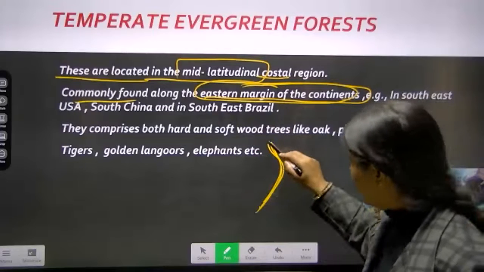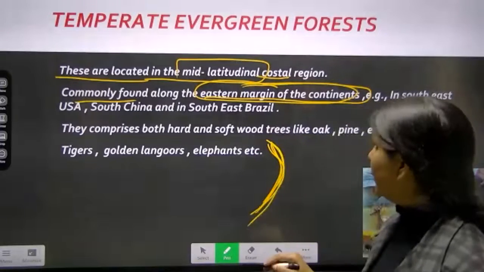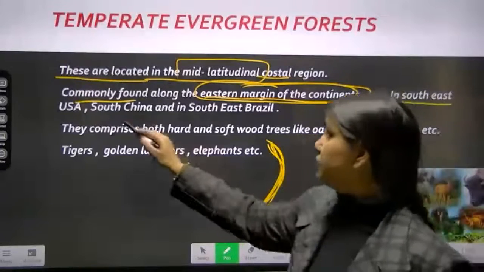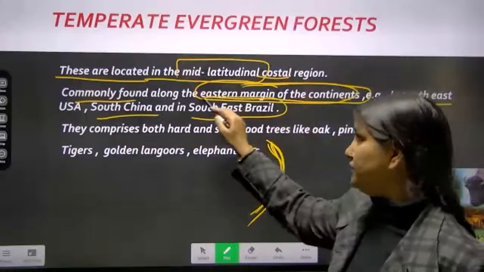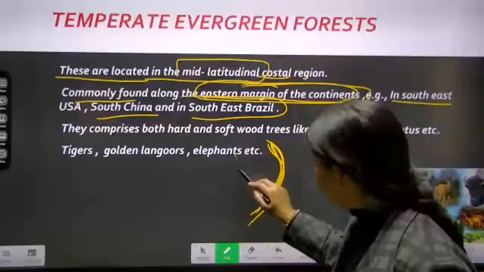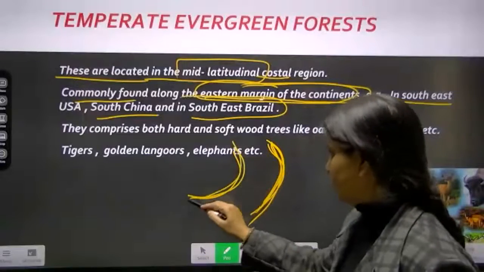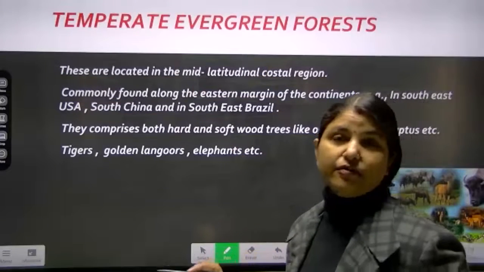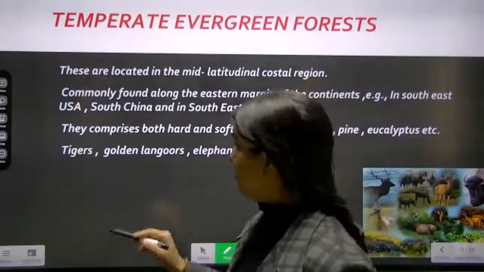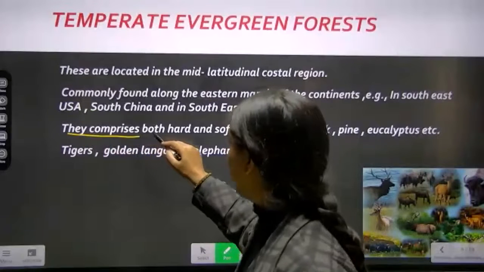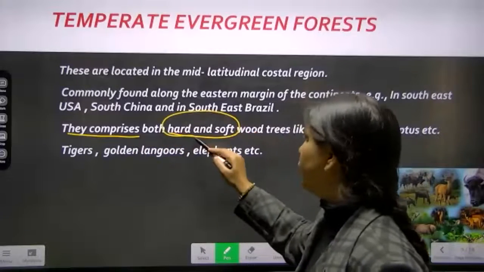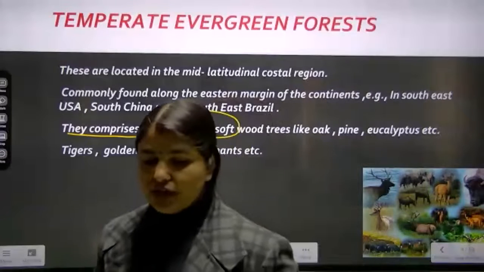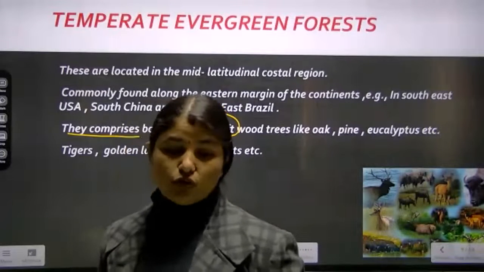Eastern margin means in the eastern side of the continent, and that is in southeast USA, South China, and southeast Brazil. Means in the eastern and the southern part, these are the parts where this evergreen forest is located. Besides that, they comprise both hardwood and softwood. Means in this forest we find hardwoods and we also find softwoods.